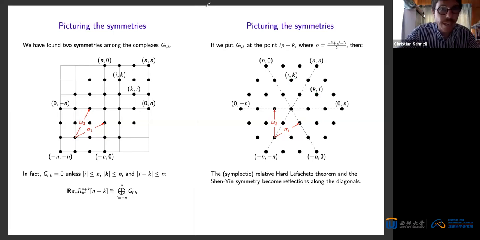So this is nice because it's a very conceptual explanation for this Shen-Yin symmetry, right? In their paper, remember, they didn't even propose a mechanism by which this kind of symmetry could come about. But you see that it's a consequence of the two relative hard Lefschetz theorems: the classical relative hard Lefschetz from analysis and the new relative Lefschetz for the symplectic form. If you combine them, you get this symmetry explained. And you also see why you need to go to the derived category in order to do this, because the symplectic relative hard Lefschetz only happens in the derived category.